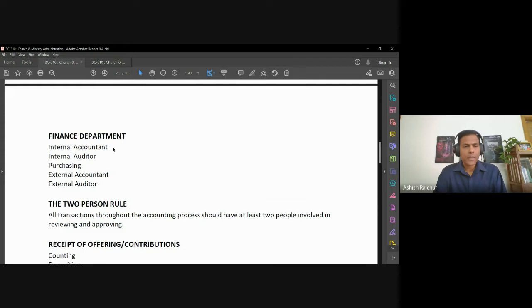Now, when APC started, we didn't have an internal accountant. Those days we were very small. So we just had an external accountant who would come. So we started with this, right? We had an external accountant, we had an external auditor. So they're not part of us, an external organization. They would send an accountant who would come for a few hours in a week. That was all there was.